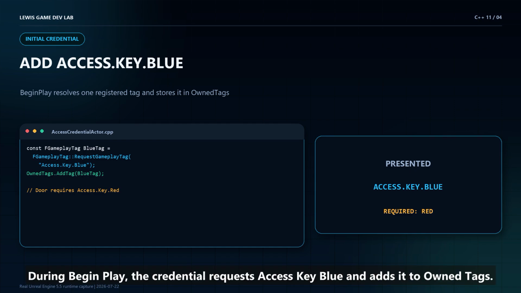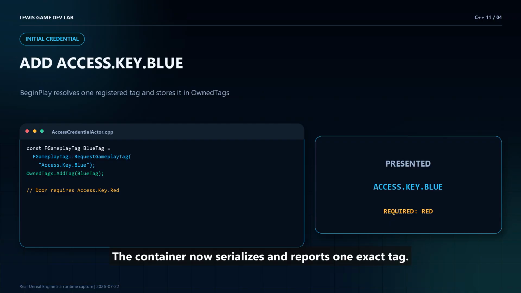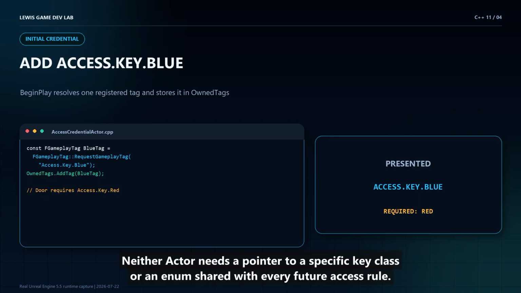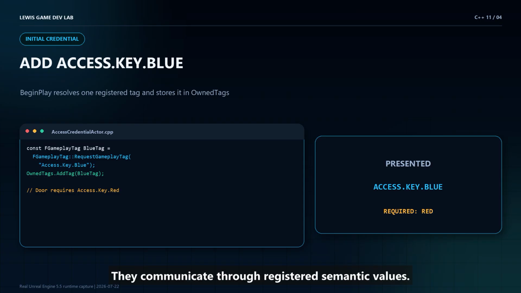During BeginPlay, the credential requests Access.Key.Blue and adds it to its own tags. The container now serializes and reports one exact tag. The door independently requests Access.Key.Red as its requirement. Neither actor needs a pointer to a specific key class or an enum shared with every future access rule. They communicate through registered semantic values.